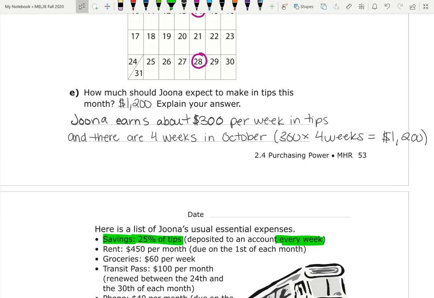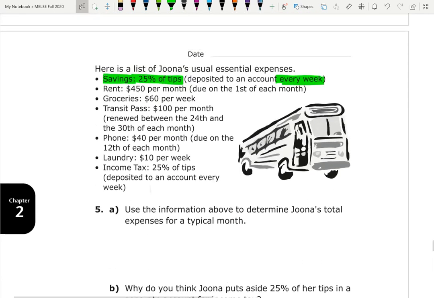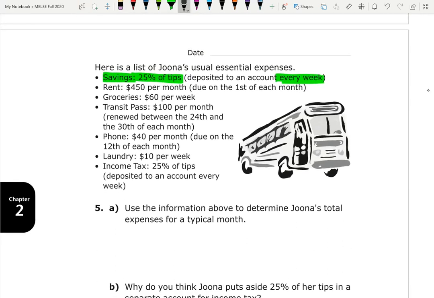And up here, we actually determined that Juna earns $1,200 a month in tips. So if we just take 25% of that, then that'll determine how much she saves in her tips a month. So $1,200 in monthly tips. Let's find out what 25% of that is. So it's $300. So she puts $300 a month into savings.